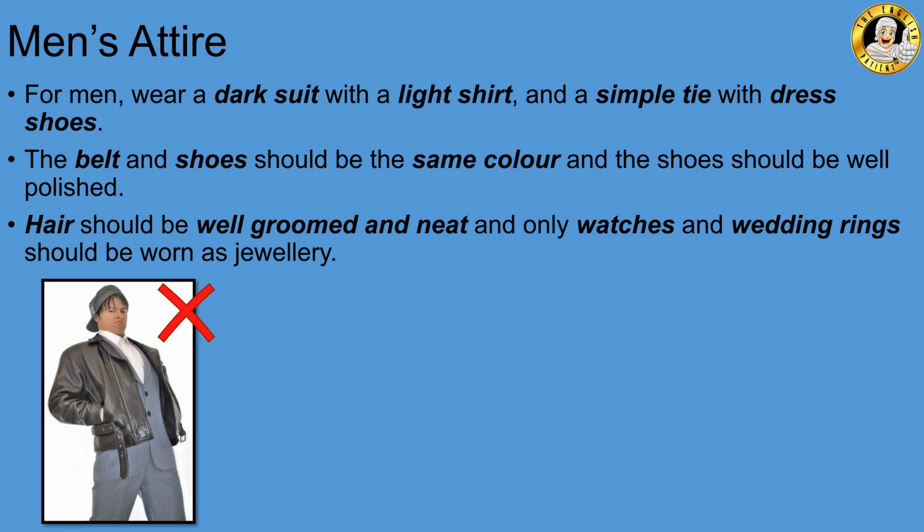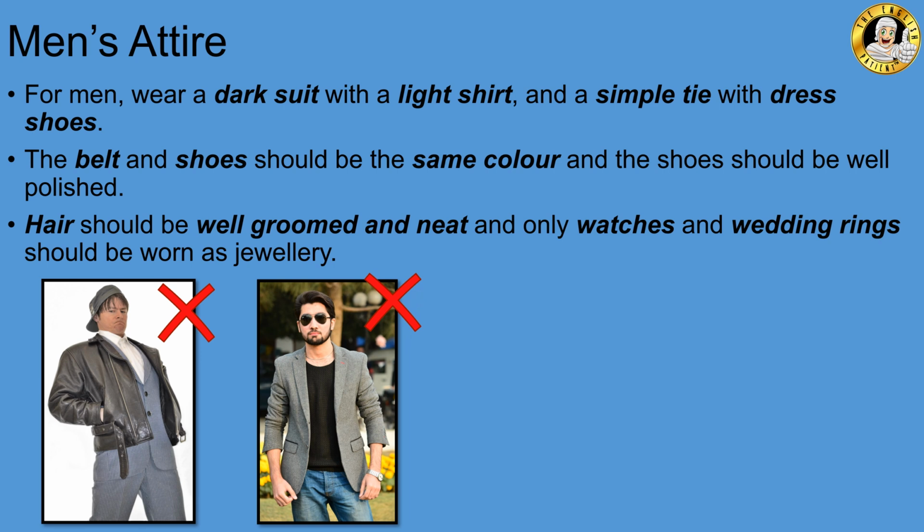Let's take a look at some examples. So in this picture here, you can see that this person is not going to be getting a job. The suit, though it doesn't look so bad, is not really dark. Wearing that kind of leather jacket is inappropriate. A baseball cap is inappropriate. There's no tie either. It's not a very good first impression.